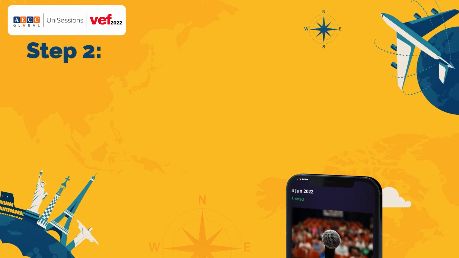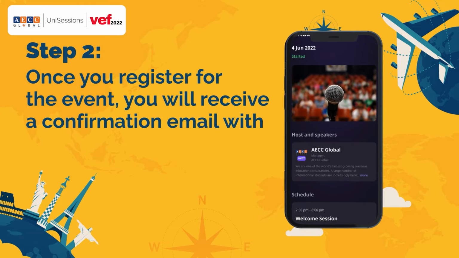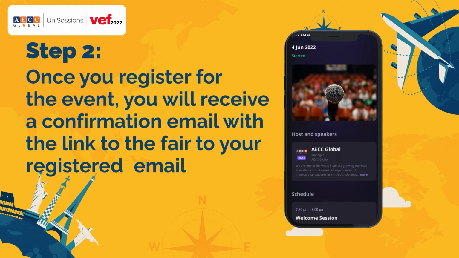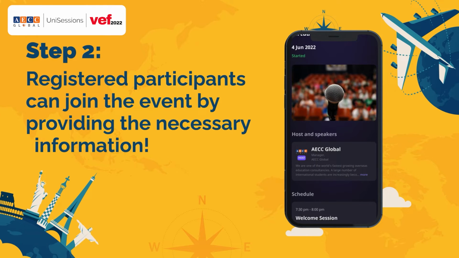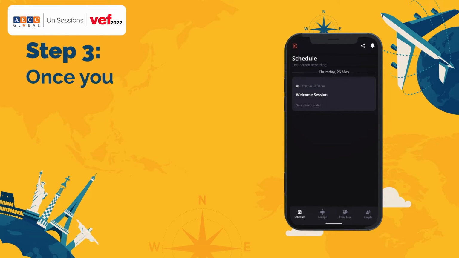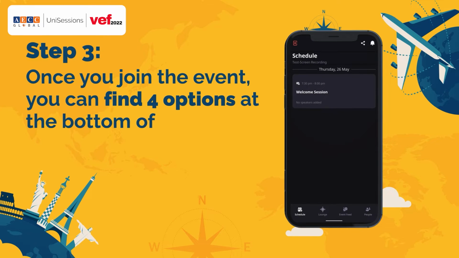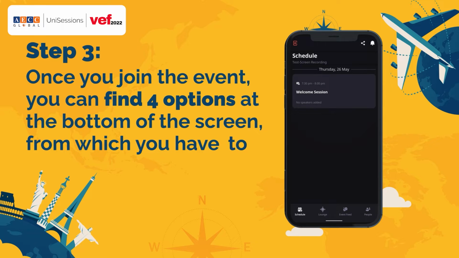Step 2. Once you register for the event, you will receive a confirmation email with the link to the fair to your registered email ID. Registered participants can join the event by providing the necessary information. Step 3. Once you join the event, you can find 4 options at the bottom of the screen, from which you have to choose Lounge.